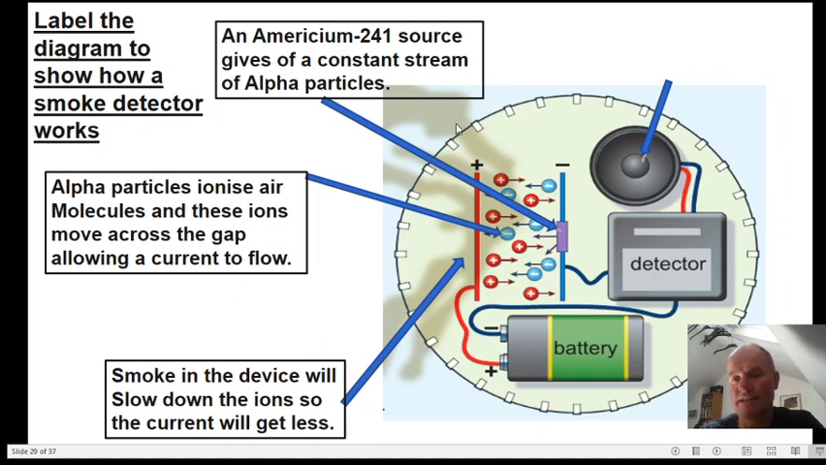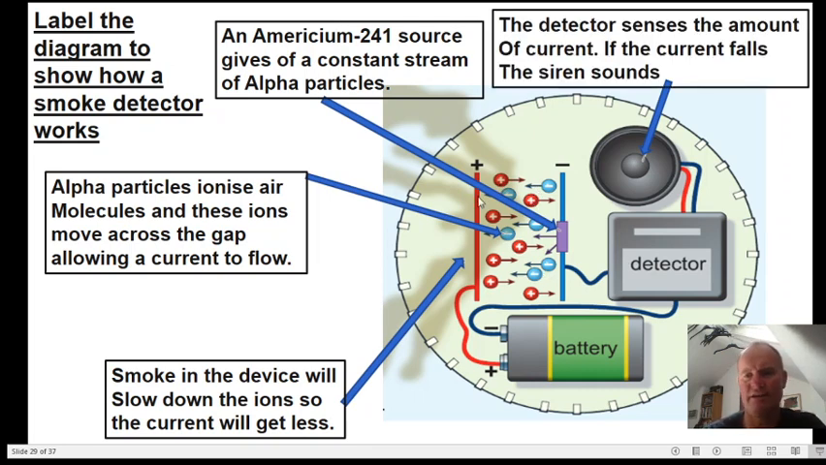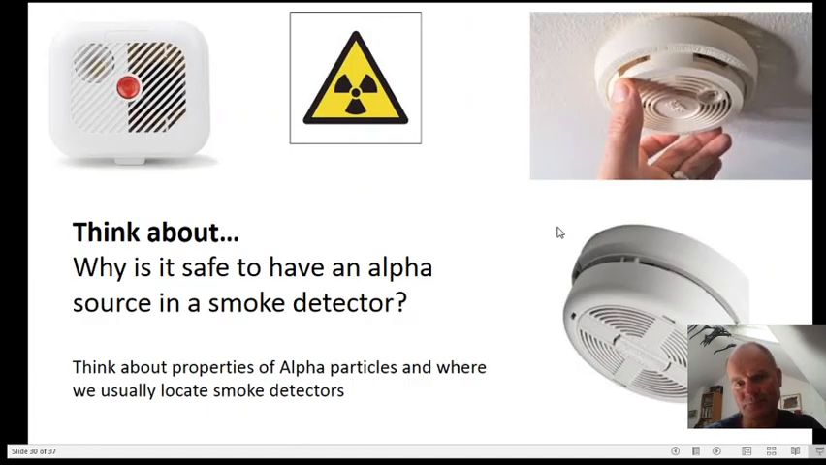Smoke, though, as we see from the shading, will slow down the alpha particles, interfere with them. It will prevent much ionization taking place, and therefore the current, the amount of ions moving between these two plates, reduces. There's less current, and therefore the detector recognizes there's less current. Therefore, it will sound the alarm, and everyone can wake up in the middle of the night and check there's no fire, and test the smoke alarm, or get out of the house quickly.